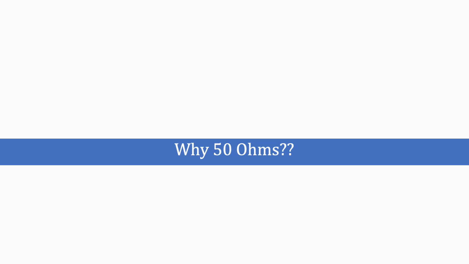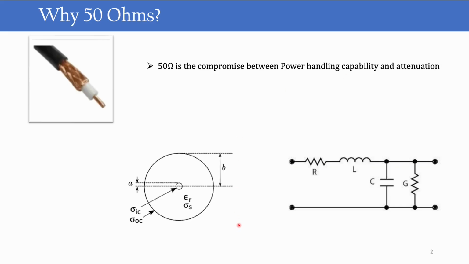Hello everyone. While reading the book Electromagnetics by Stephen W. Ellingson, I came across the theoretical explanation about why 77 ohm is good for less attenuation and 30 ohm is better for power handling capabilities. So I thought of sharing it with you all. Okay, let's see why 50 ohm.